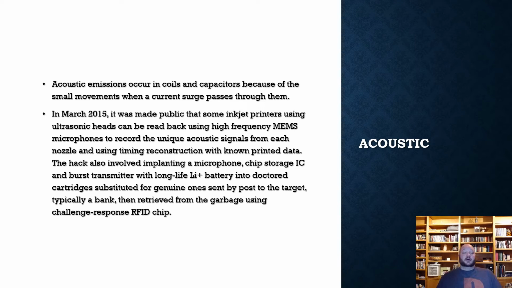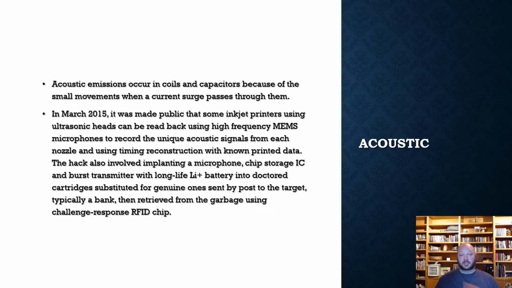Another attack, made public in March 2015, showed that some inkjet printers using ultrasonic heads can be read using high-frequency microphones to record the unique acoustic signals from each nozzle, using timing reconstruction with the known printed data.